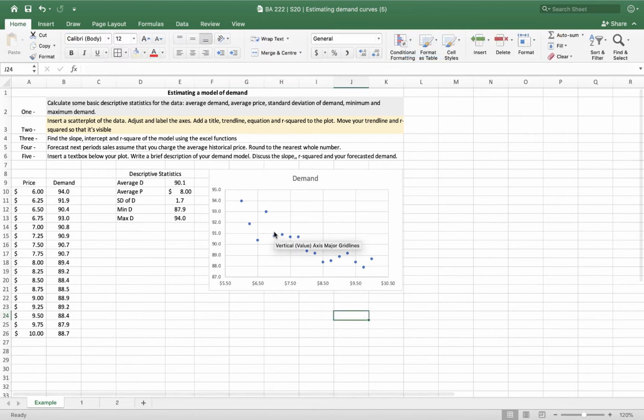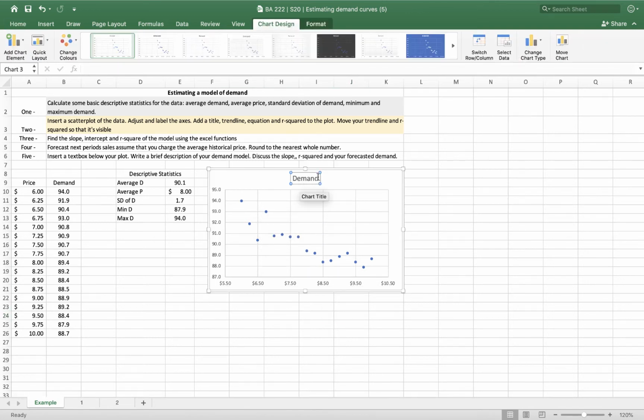And then I want to come and change this title so that if I look at this, I don't have to question what's going on. So I've got demand in units. Actually, I'm going to call it units purchased or units demanded at prices from 6 to 10.